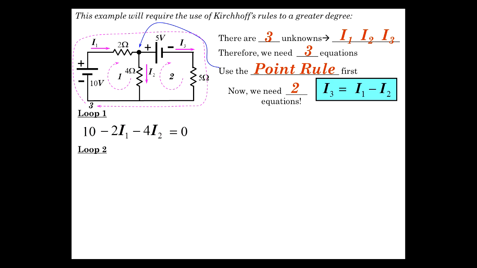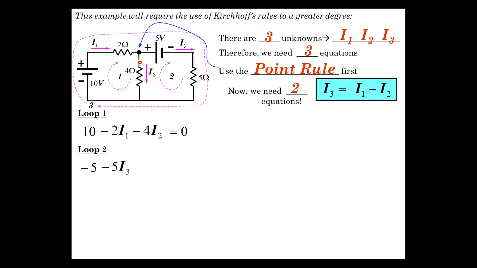And I'm going to use loop number 2. Loop number 2, where do we want to start? I'm going to start at this point. I'm going to navigate across the battery, plus to minus. It's a drop, so it's minus 5. And then it's minus 5I3. And I'm going to come back up here. Now, this is a little tricky. We're going to go in the opposite direction of the current.